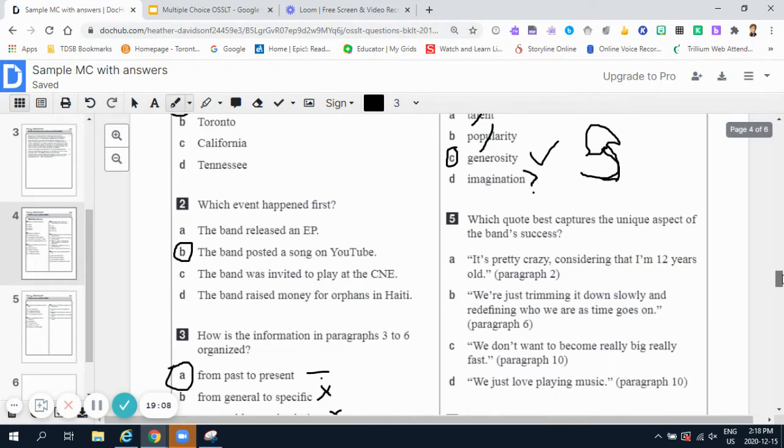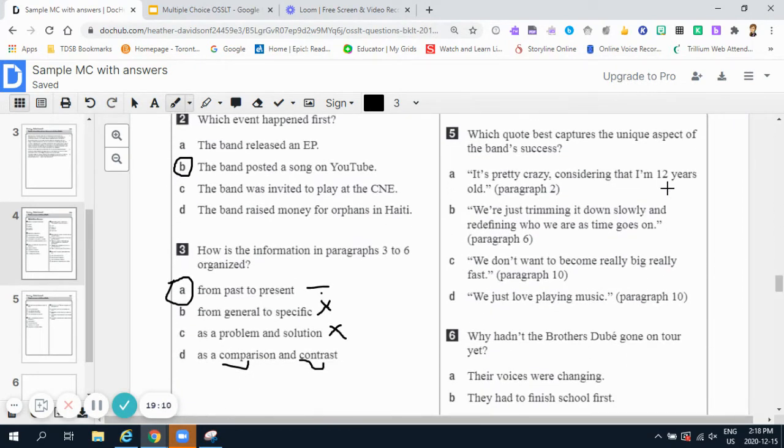Okay, now it's going to give us a series of quotes. Which quote best captures, so there's another clue that they might be trying to confuse us or distract us with more than one right answer. Which best captures the unique aspect of the band's success? So what makes them stand out? So let's read. "It's pretty crazy considering that I'm 12 years old." So does that stand out? Yeah, because they're pretty young, right, to be successful.